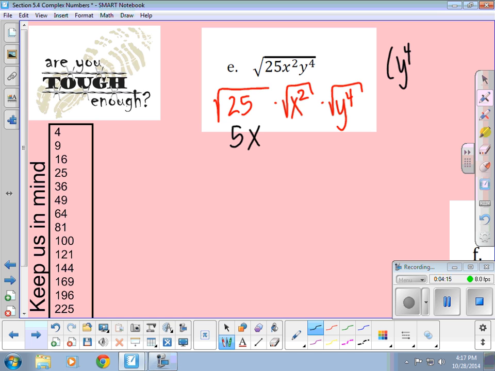If you need to, y to the 4th to the 1/2. I would be taking 4 times 1/2. Well, that gives me 2, so it's y squared. Essentially, if you're taking the square root and it's even, you just divide it by 2. So here is part E simplified.